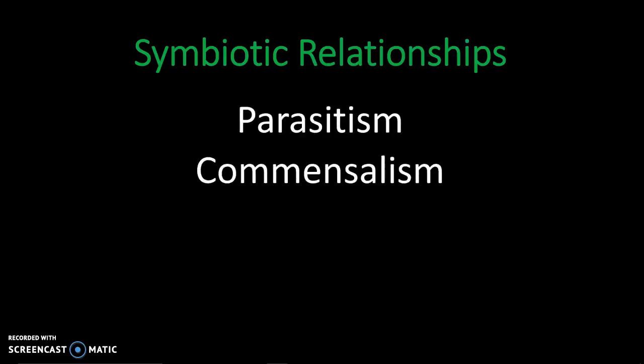And this brings us to the third category of interactions in a community. And this is symbiotic relationships. Here we're going to talk about parasitism, commensalism, and mutualism. Now, what's the difference between these three and the other two? Well, simply, this is a long-term relationship between two different species.